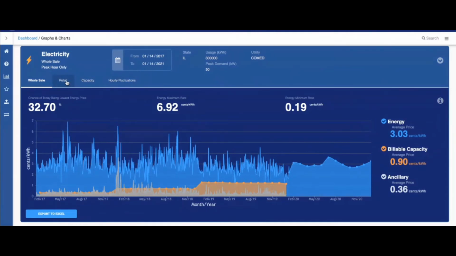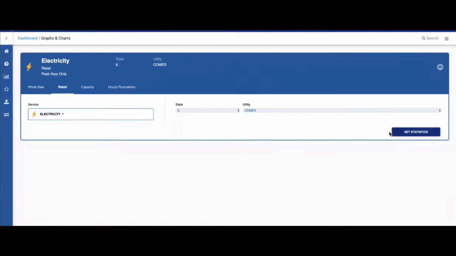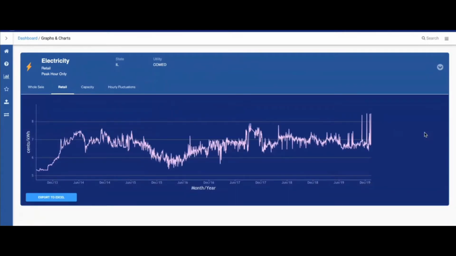Covering that, we move to the second tab, which is the retail. I want to see the electricity, same selection for now: Illinois, ComEd. We can move it to every one of the 80 to 90 states that you're covering, that we have data for, and we can graph. This is the retail cost for ComEd.